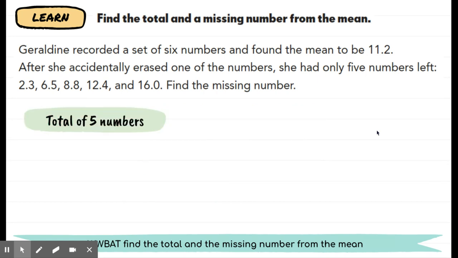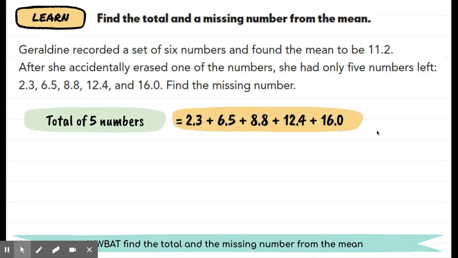Once I have the sum of my 6 numbers, I have to figure out the sum of the 5 numbers so that I can take that away from the total. To find a total of 5 numbers, I can add all the values that I know. That is 2.3 plus 6.5 plus 8.8 plus 12.4 plus 16.0. And I will get 46.